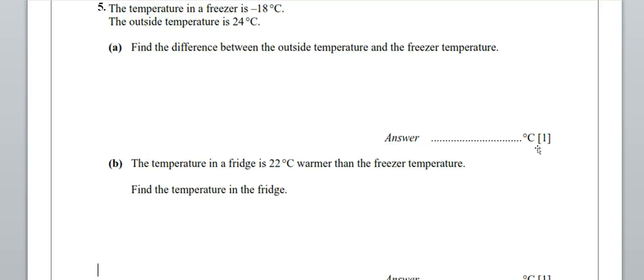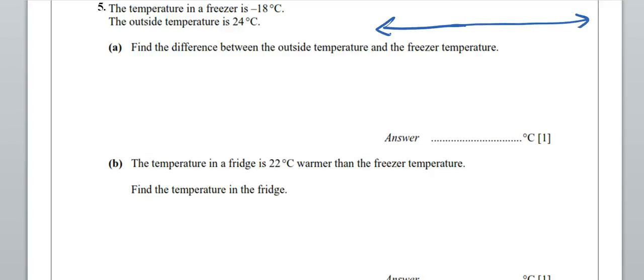Next question: the temperature in a freezer is minus 18 degrees centigrade. The outside temperature is 24. Find the difference between the outside temperature and the freezer temperature. Remember that these are questions of the topic directed numbers. I would prefer that you draw a number line here to solve these types of questions.